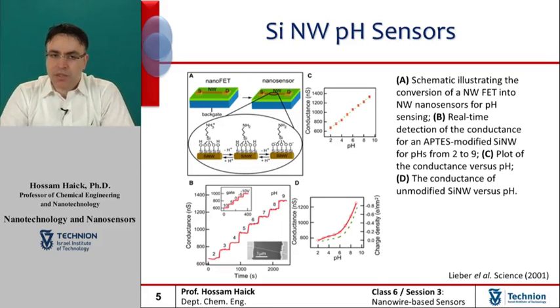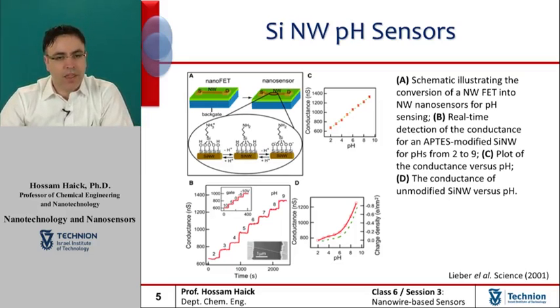Measurements of the conductance as a function of time and solution pH demonstrate that the nanowire conductance increases stepwise with discrete changes in pH from 2 to 9. And this can be seen in figure number B on the screen.